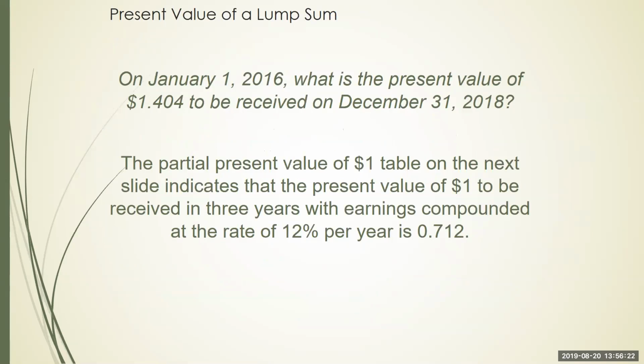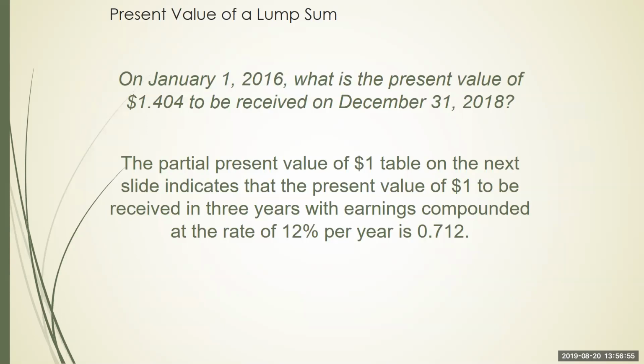So now we're looking, present value is looking on the other end of that. So if I knew that, say, I was going to inherit $1.40 on December 31st, 2018. So I know an amount out in the future. I want to know, what is the present value of that amount in today's dollars? What would that be equivalent to if I had that money today?